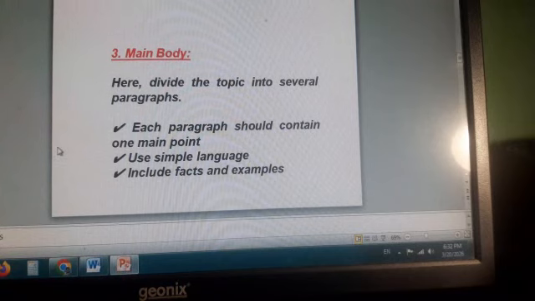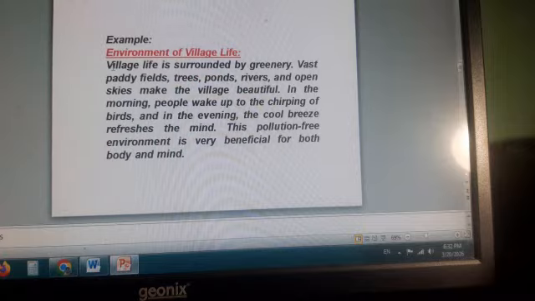Number 3, main body. Here, divide the topic into several paragraphs. Each paragraph should contain one main point. Use simple language, include facts and examples. Example: environment of village life.